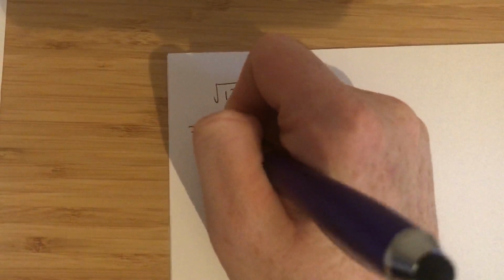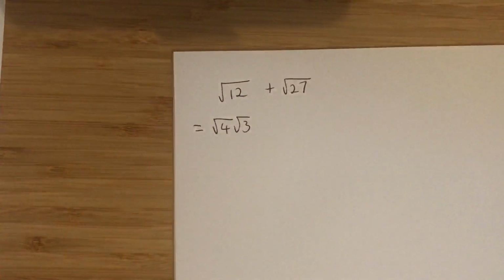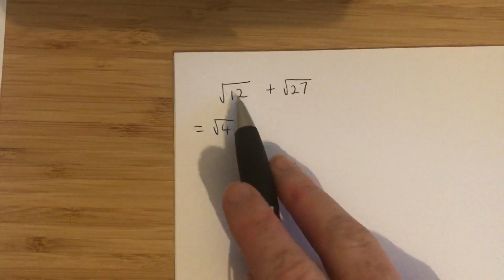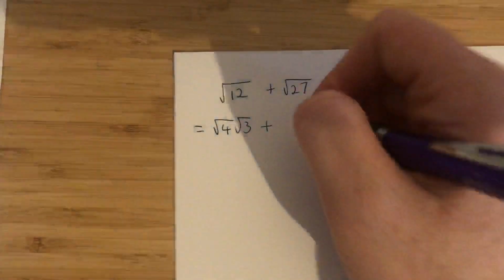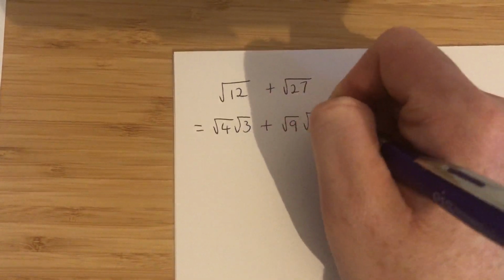So square root of 12, we can simplify that. It's the square root of 4 times the square root of 3. If you're not sure about simplifying, you're looking for two factors, one of them being a square number. Plus root 27, we can split into root 9 times root 3. So just writing that out.